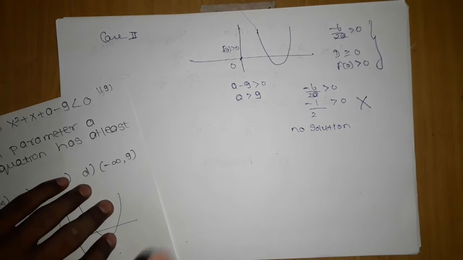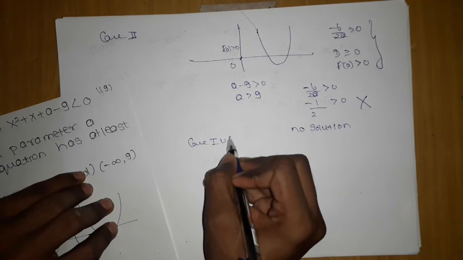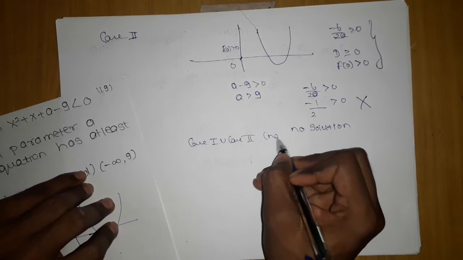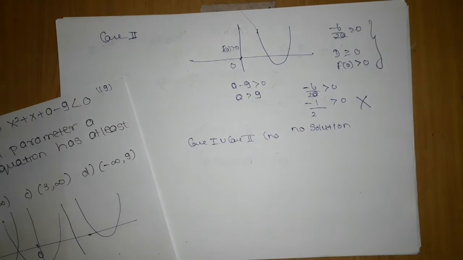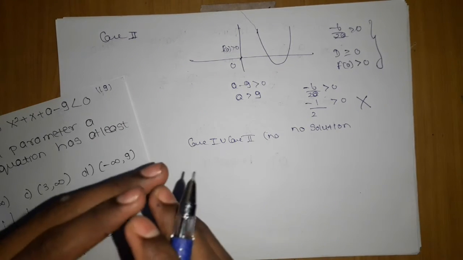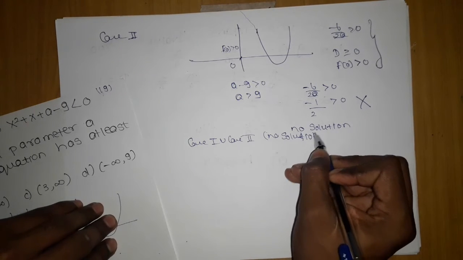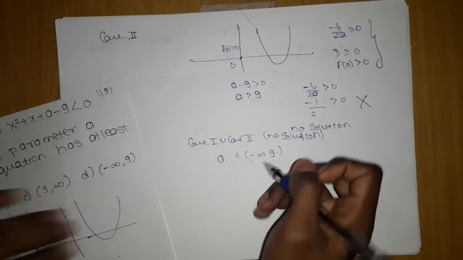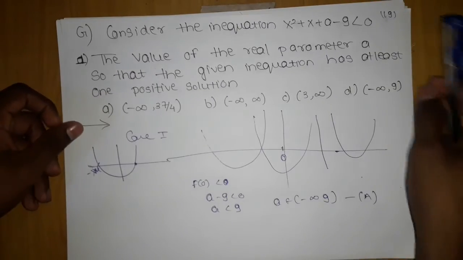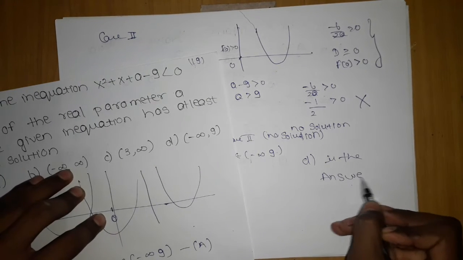So from case 1 and case 2, when I combine two cases, I take the union. But as I told, case 2 gives no solution. All the conditions should be satisfied, so within a case we take the intersection, and when we combine two cases we take the union. So inside the case intersection and outside the case union. We are getting no solution from case 2, so the union will be just case 1 only, which is minus infinity to 9. Let's see if there is an option for this. Yes, there is an option, which is option D, minus infinity to 9. So D is the answer.